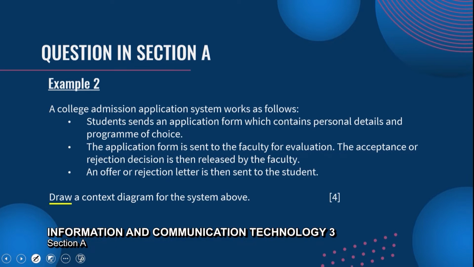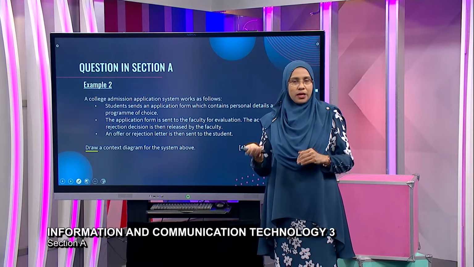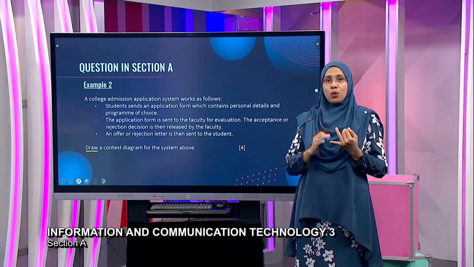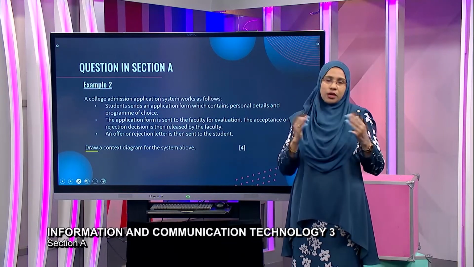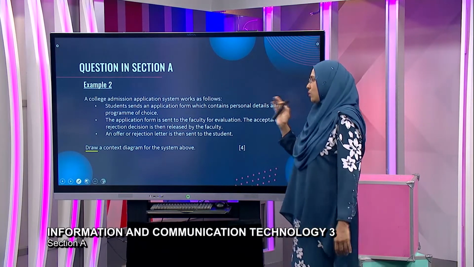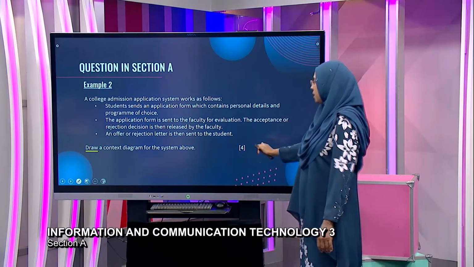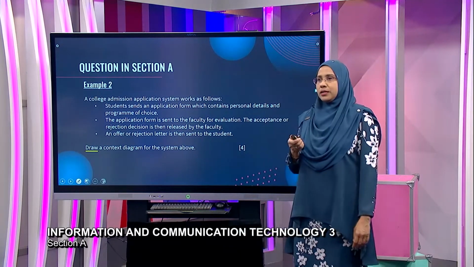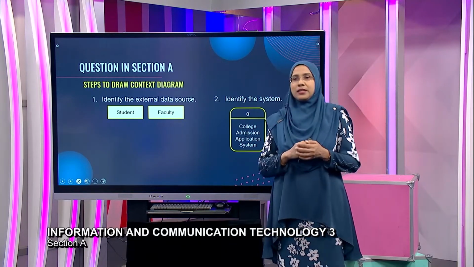Now, transform what I have written in the sentences to a context diagram. Okay, first of all, students must know what a context diagram is. If they don't know what a context diagram is, they cannot answer this. Okay, so I will guide you how to draw the context diagram. Marks given: 4.